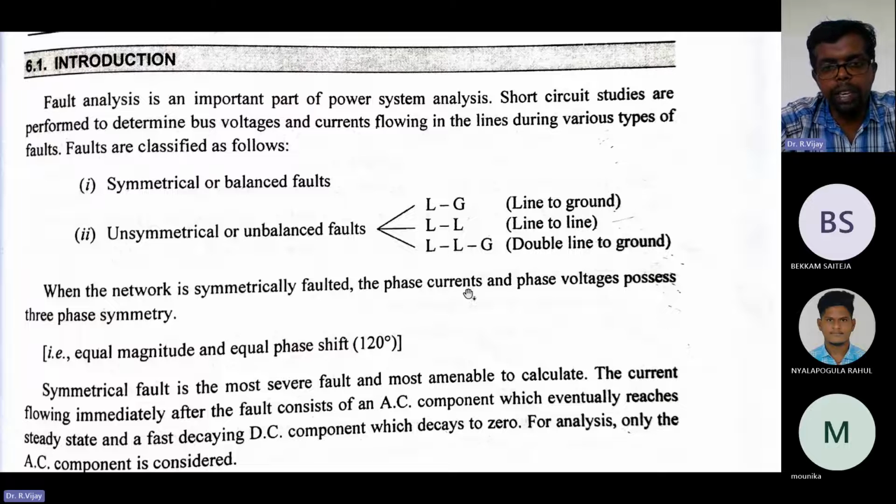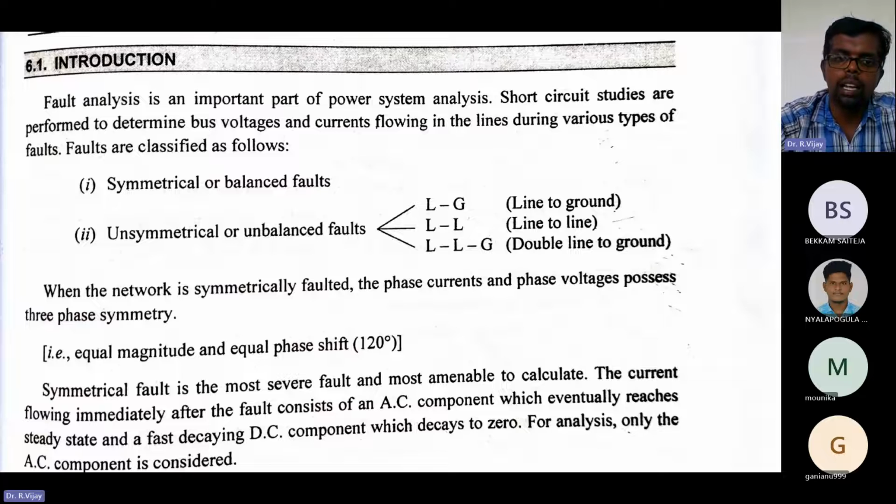Sometimes due to heavy wind, heavy breeze, the neutral wire will also be touching the phase. At that time we need to call the electricity board people. They have to come and do all the things.